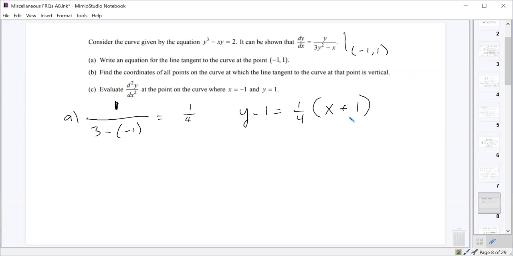All right, part B. Find the coordinates of all points on the curve at which the tangent to the curve at that point is vertical. So we're looking for vertical tangent lines. What does a vertical tangent line tell you? Right, dy/dx needs to be undefined, which means that the denominator needs to equal 0, which means that 3y squared minus x needs to equal 0. Yeah? So how are we going to figure out when that's true?